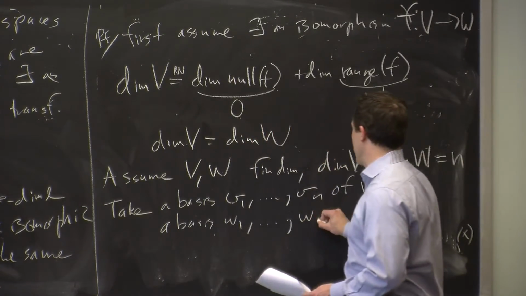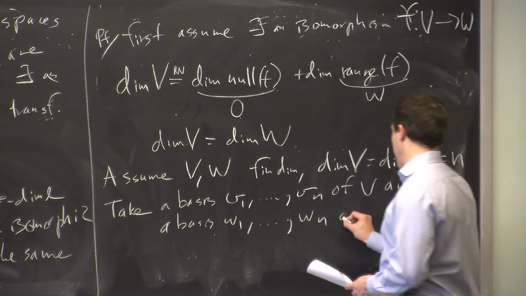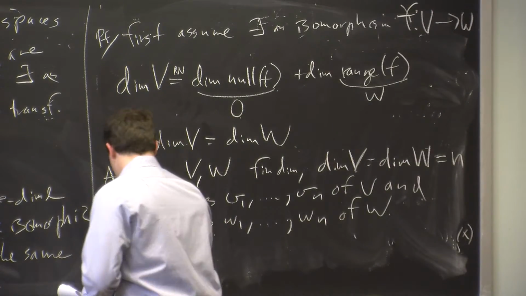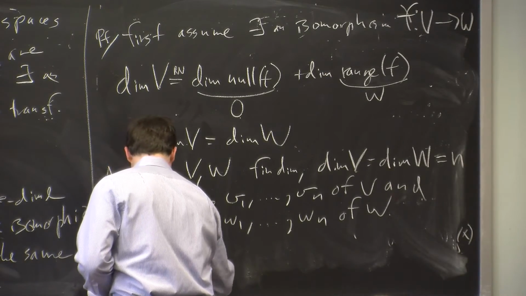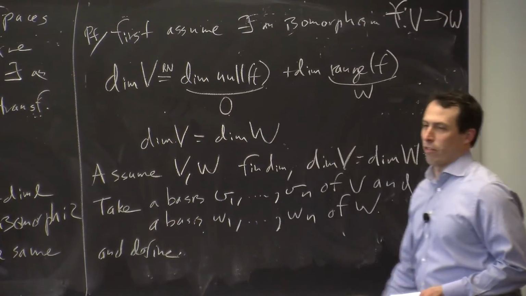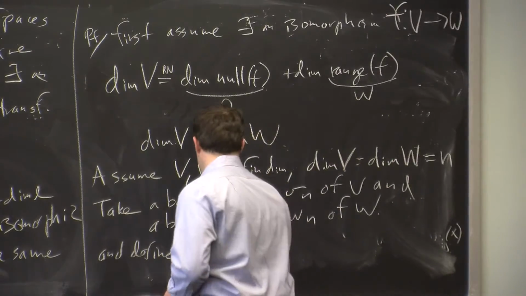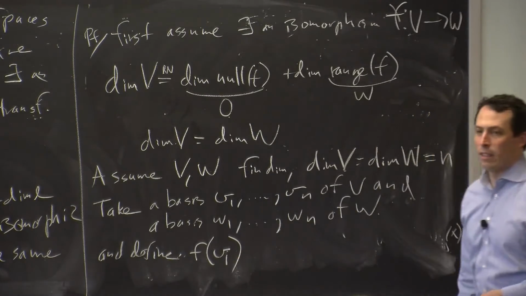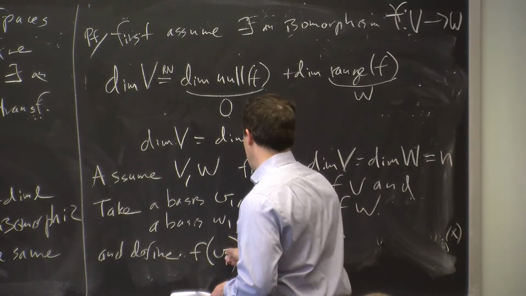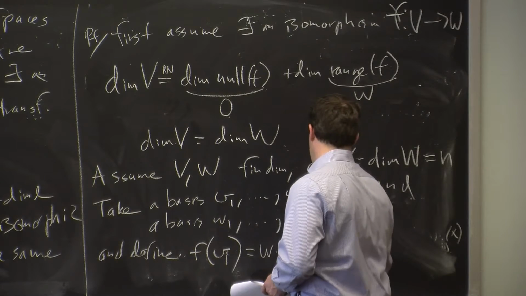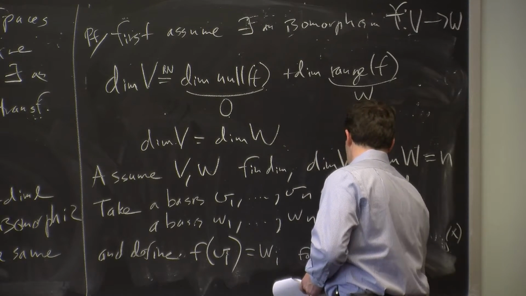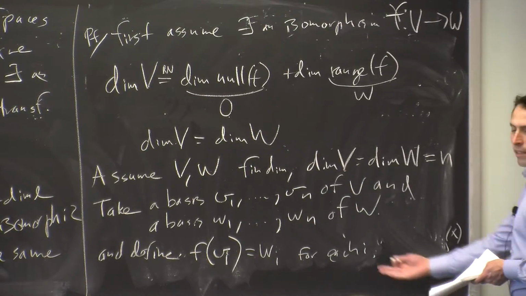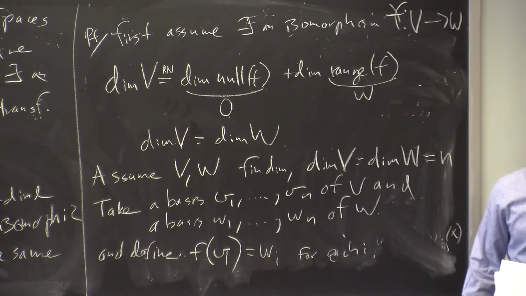They both have the same length since the two spaces have the same dimension. And then we can define the most obvious map. Notice that I had to pick a basis in order to define this map. I can tell you a linear map by telling you where it sends each element of a basis. So I'm going to send Vi to Wi. And you can check that that's an isomorphism, but I hope it's clear.